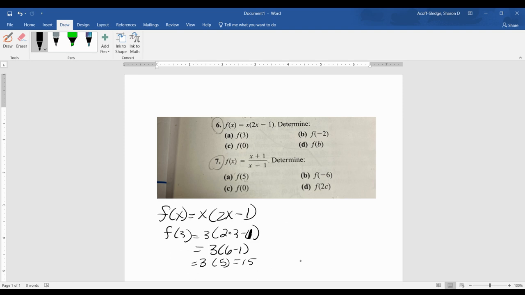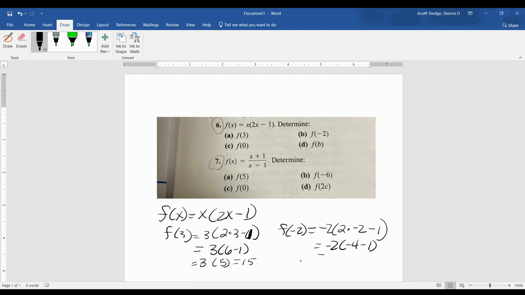Okay. And then f of negative 2. That means evaluate your function at negative 2. So I'm going to take the negative 2 and put it wherever I have an x again. So I got negative 2 times the quantity 2 times negative 2. See, that's where my x was. Minus 1. 2 times negative 2 is a negative 4.